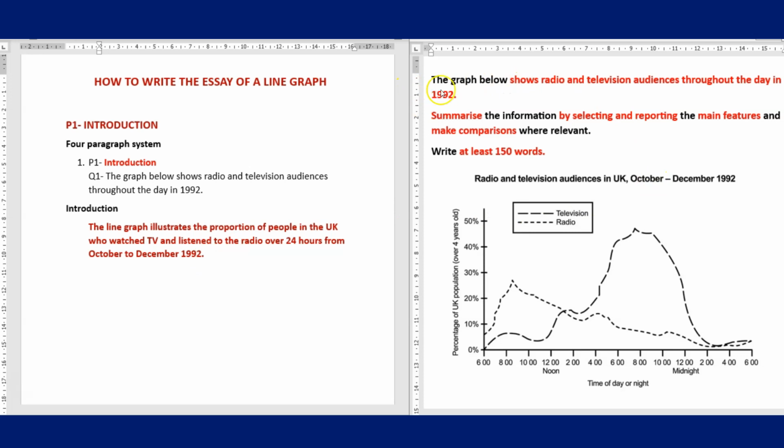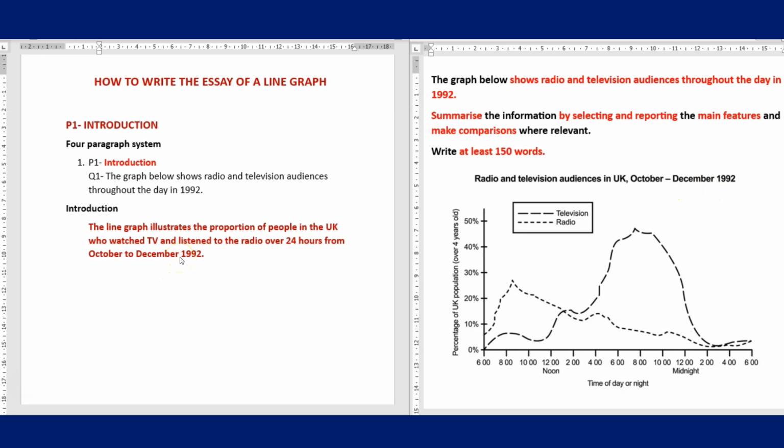Okay, so you can see all these were not in the very question, but because we now understand the question and we are rewriting it in our own idea, we will tell the people that, you see, the line graph that you are looking at is actually about the percentage of people, or the proportion of people in the UK who watch television and listen to the radio over 24 hours. That is throughout the day. So throughout the day, just change it to 24 hours. That means a day. So over 24 hours from October to December, so it's here, October to December 1992.